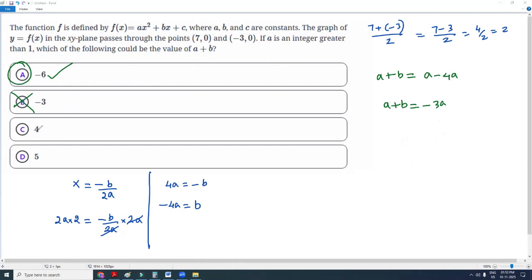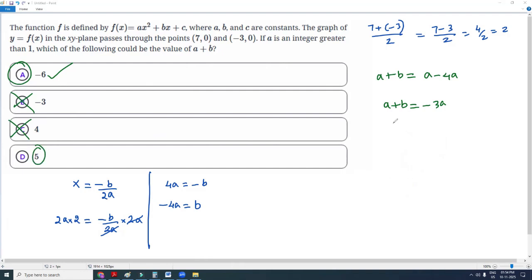Now let's consider the value we have in answer choice C, that is 4. Let me plug in over here. Okay, let's divide both sides by -3. This -3 will cancel out. We get -4/3 equals a. So the same thing, it does not satisfy the condition we have over here. So a must be an integer greater than 1. Here we get a negative value, and also it is not an integer. So this 4 in answer choice C could not be the value of a + b.